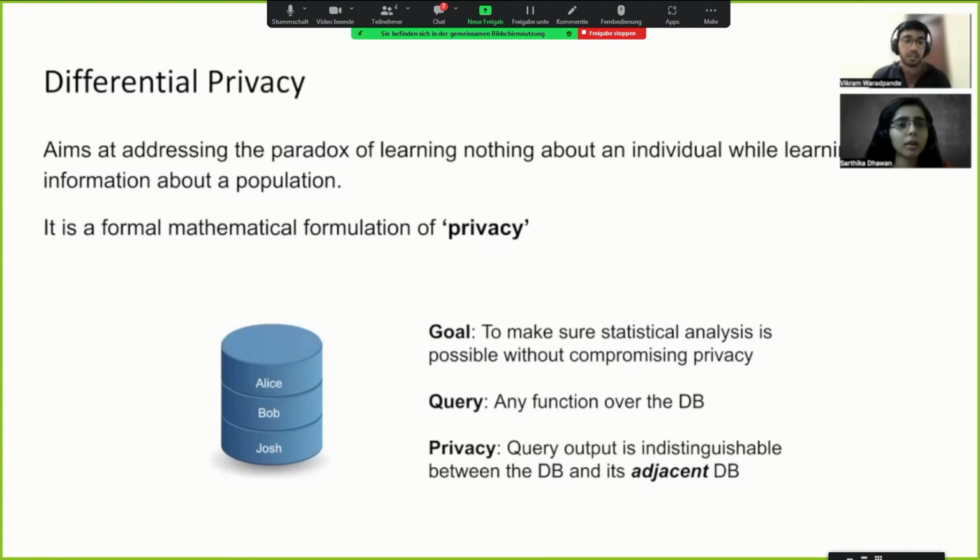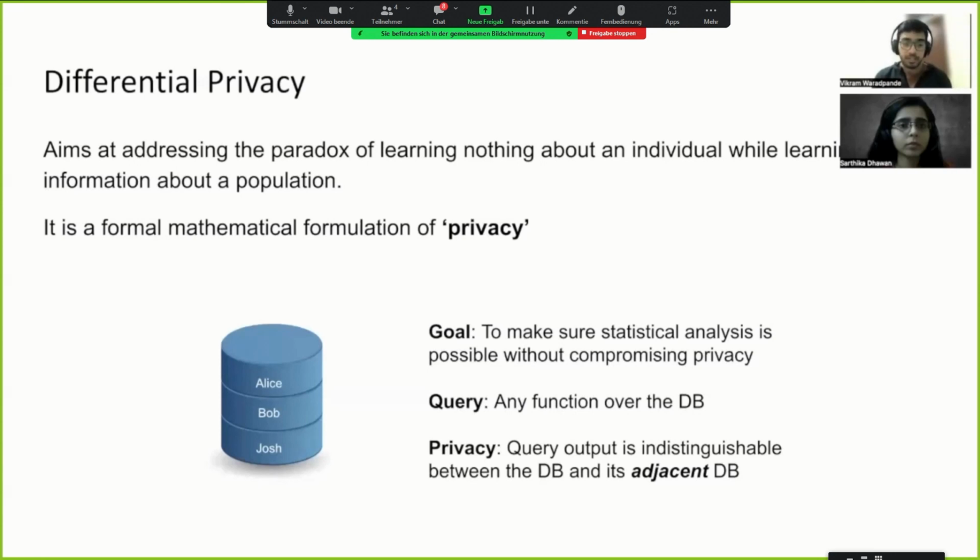Yeah. So now let's come to the core topic of our presentation, that is differential privacy. To define it simply, differential privacy is a tool which addresses the paradox of learning nothing about an individual while learning information about a population. So as we discussed, we should not be able to learn anything about any particular individual, but we are still interested in knowing some general trends out of the population. So simply put, it is a formal mathematical formulation of the generic term that we use, that is privacy.